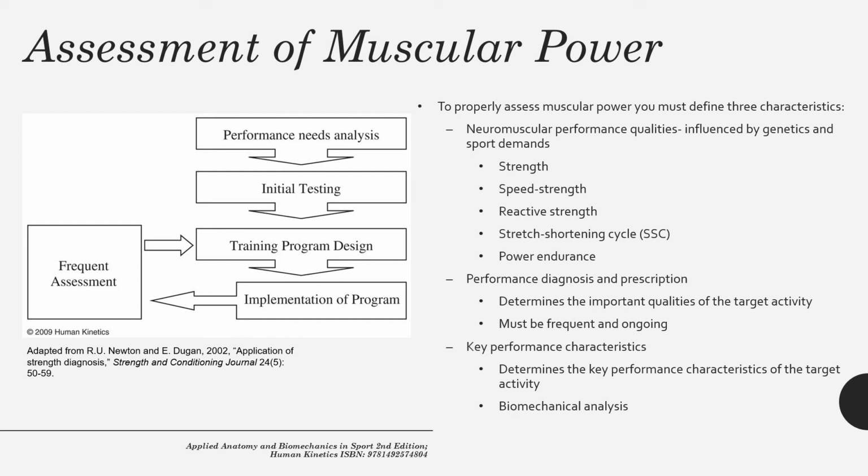So once we know what we need from the sport, then we can start looking at performance diagnosis and prescription. So we determine what is an important quality of the target activity we're trying to measure. And we need to pick something that is going to frequently occur in the sport or is ongoing in the sport so it makes sense to be measured. We're then going to take that particular target activity or movement we want to look at and find its key performance characteristics. Once we've broken that down, we can do a biomechanical analysis and decide what we want to assess.